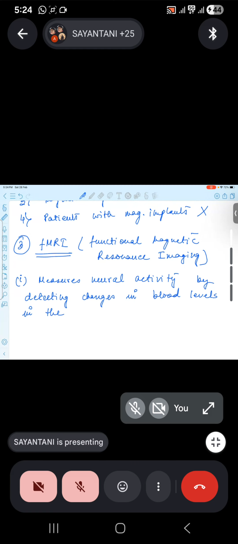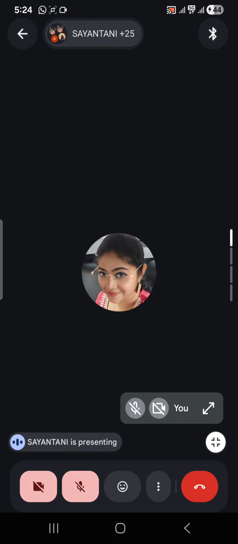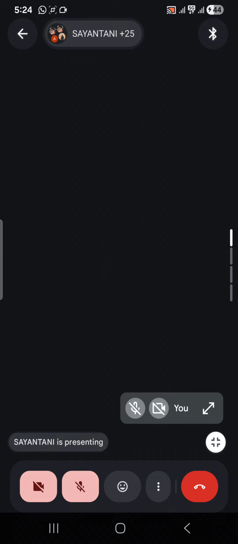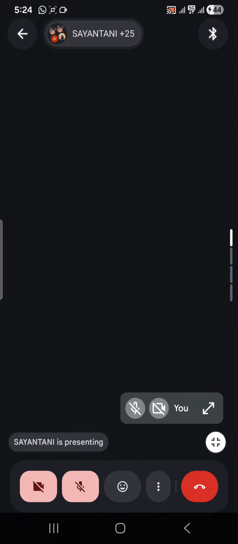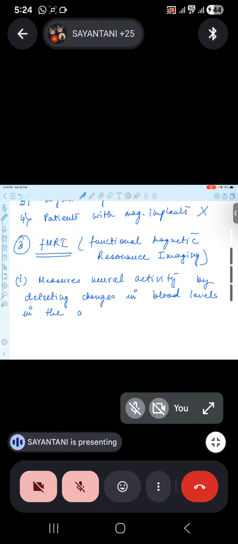So I am detecting neural activity in an indirect way by detecting the changes in the blood levels in the active regions of your brain. All right. So what is the mechanism taking place? Like, why changes in blood levels? Why is blood becoming so important in this scenario? So let's understand the mechanism. I want to show you the mechanism through small arrows so you can understand the sequence.